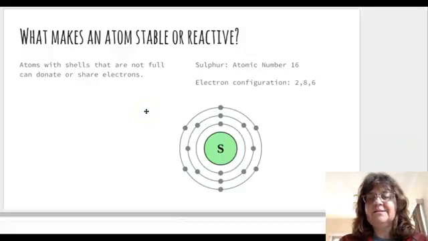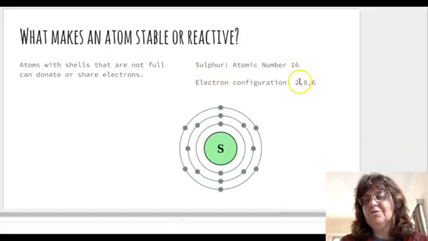If we look at some other ones, take sulfur for instance. Its atomic number is 16. Its electron configuration is 2, 8, 6, so it's filled up 2 shells, and then the last 6 are in that third shell.